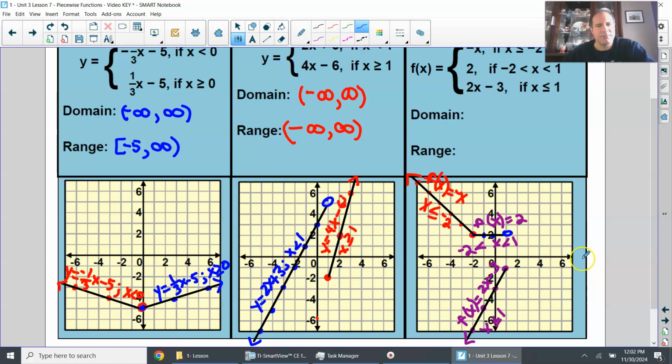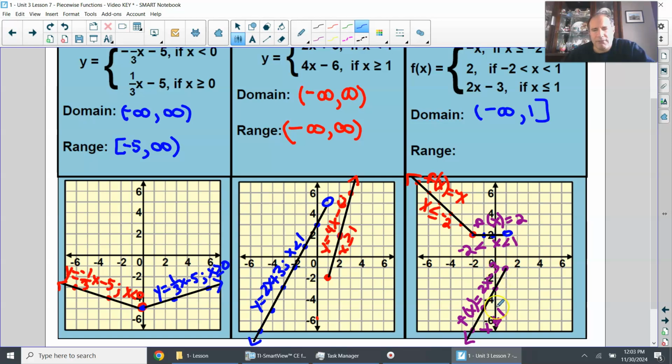So what's the domain? The domain goes forever to the left, so we're going to use a parenthesis and then negative infinity. And then how far right does it go? Well, it stops right there. It's 1, and that is a closed circle on that one. So 1 is included, so it is a bracket.